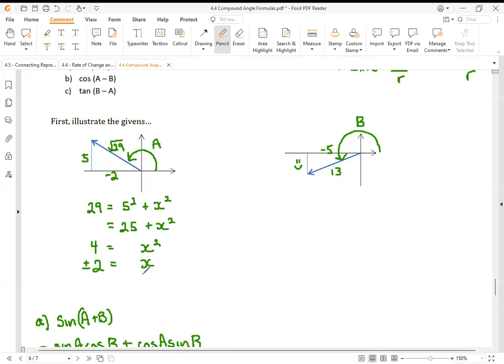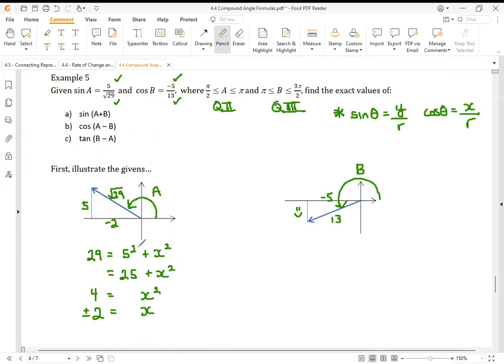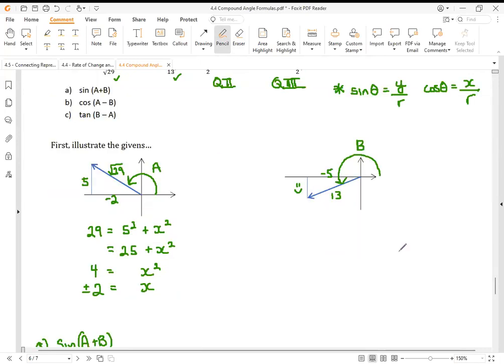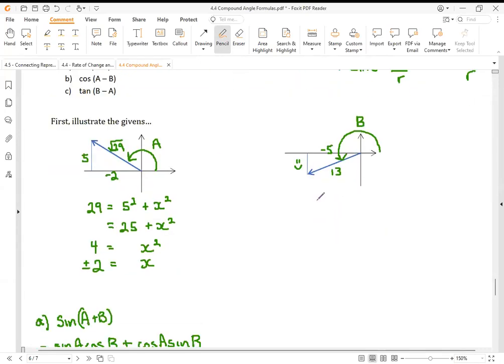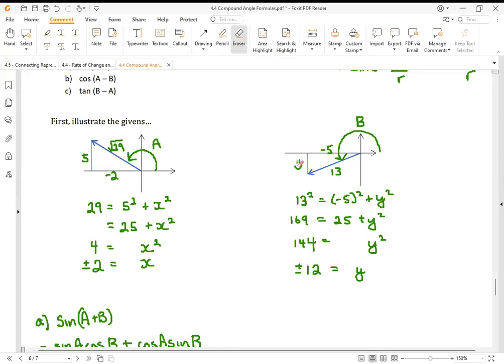That's going to help you. So now that we have the x value, we can figure out cosine. Let's do it again here. C squared equals a squared plus b squared. So we have 13 squared is equal to negative 5 squared plus y squared. That's 169 equals 25 plus y squared. Subtract 25 from both sides. We've got 144, which means y is plus or minus 12. But since it's in quadrant 3, it's got to be negative.